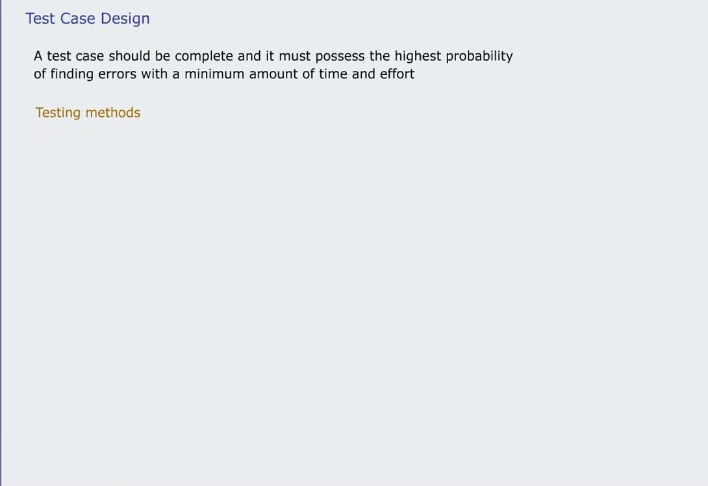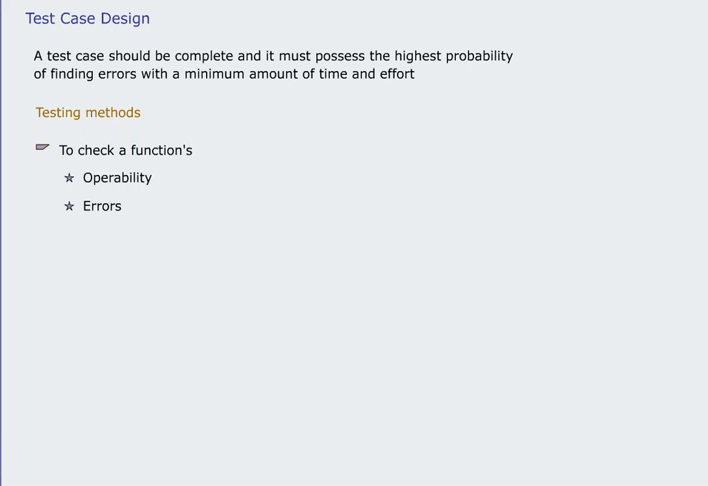Any software can be tested in one of two ways. Number 1. Knowing the specified function that a product has been designed to perform, tests can be conducted that demonstrate each function is fully operational while at the same time searching for errors in each function.